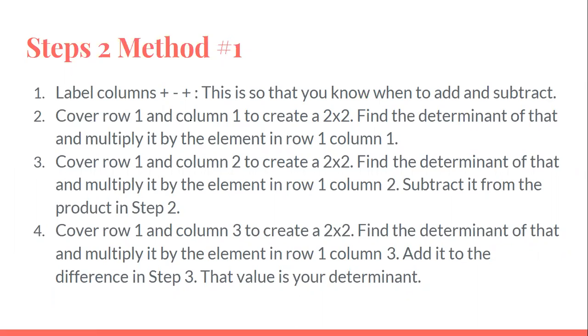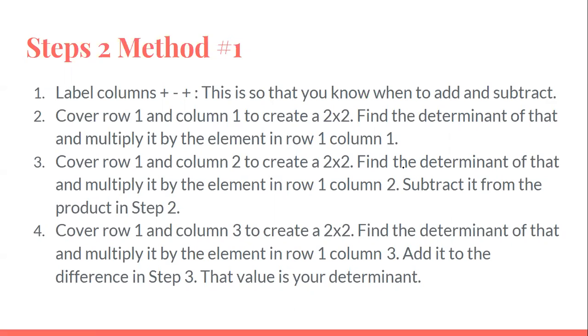Method number 1, we're going to label the columns plus, minus, plus. This is so that you know when to add and subtract. That's what the plus, minus, plus is for. Then we're going to cover row 1 and column 1 to create a 2 by 2. Then we find the determinant of that and multiply it by the element in row 1, column 1.